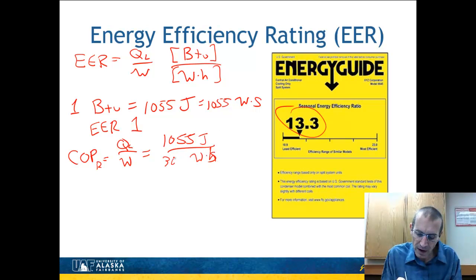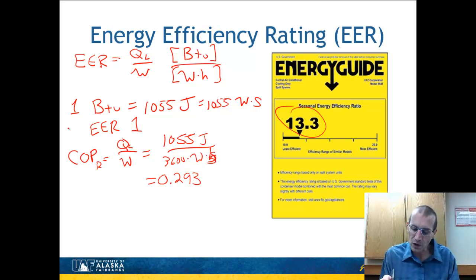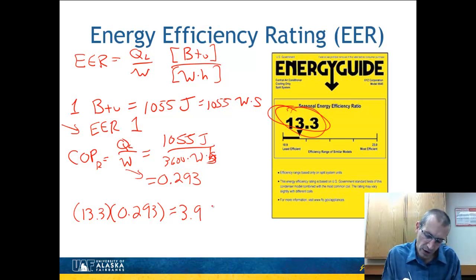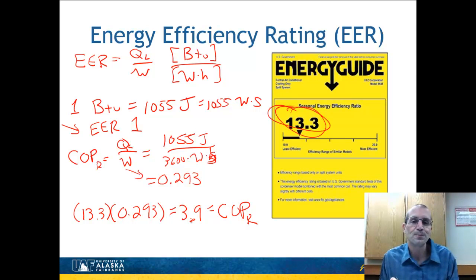Watt hours, and if I multiply that by 3600, I can get that into watt seconds. And so that number right there is 0.293. So for a value of EER of 1 is the same as the coefficient of performance of 0.293. So let's look at what's the coefficient of performance of this device here, which was 13.3. Well, I take 13.3, multiply it by 0.293, and that right there is 3.9. So that's the coefficient of performance of this refrigerator.